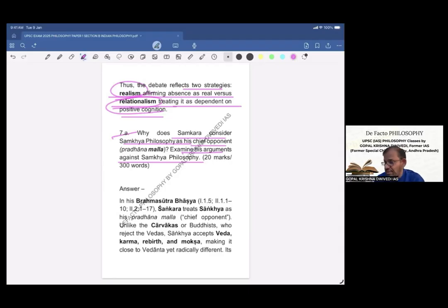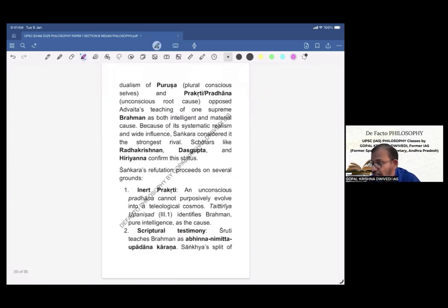In his Brahma Sutra Bhasya, Shankara treats Sankhya as his Pradhana Malla, chief opponent. Unlike Charvakas or Buddhists who reject the Vedas, Sankhya accepts Vedas, karma, rebirth, and moksha. So all these are accepted by Sankhya philosophy, making it close to Vedanta, yet radically different. Its dualism of Purusha and Prakriti opposed Advaita's teaching of one supreme Brahma as both intelligent and material cause.